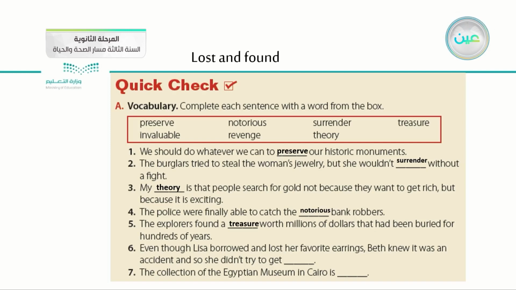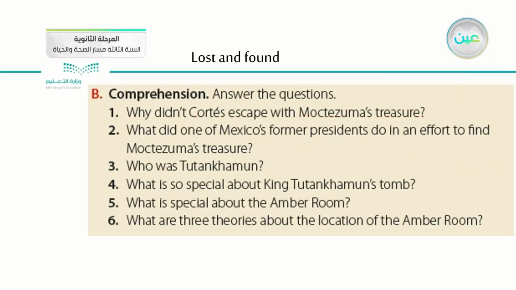Even though Lisa borrowed and lost her favorite earrings, Beth knew it was an accident, and so she didn't try to get revenge. So what is it? What do you think, guys? It's revenge. The last part here: the collection of the Egyptian Museum in Cairo is, of course, invaluable.